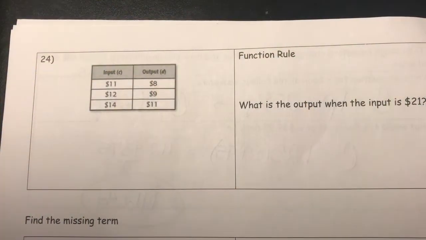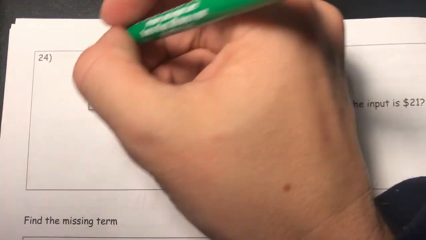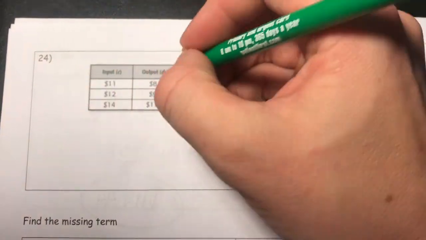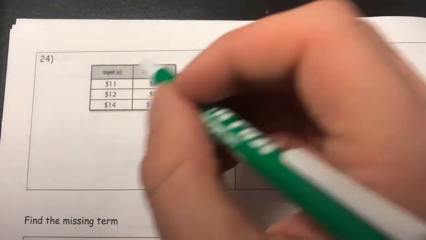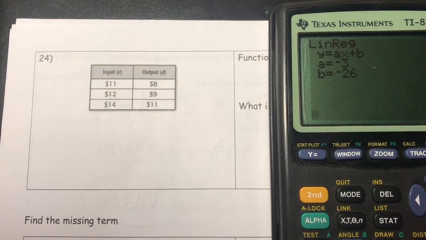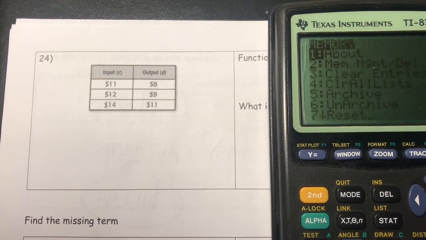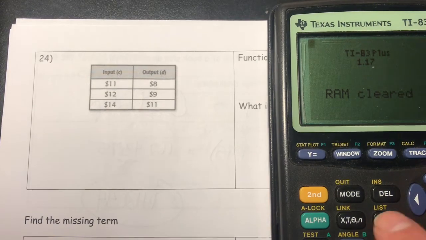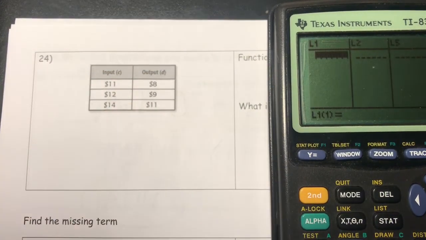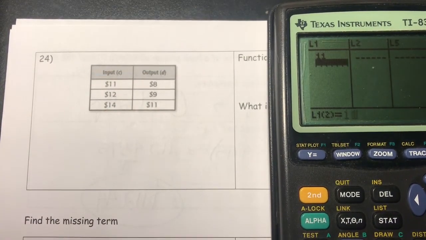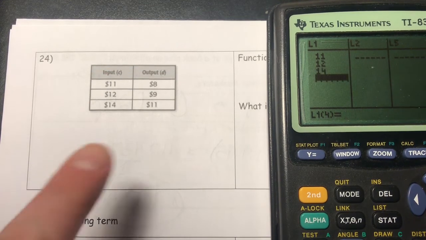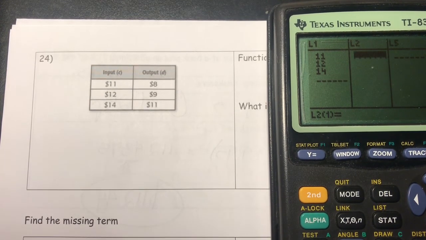All right, so here we are, problem 24. It's giving me C for the input, D for the output. If I were to do linreg really quick, second plus 712, hit stat, hit edit. I have 11, 12, and 14. I have 8, 9, and 11. Never forget. 8, 9, 11.